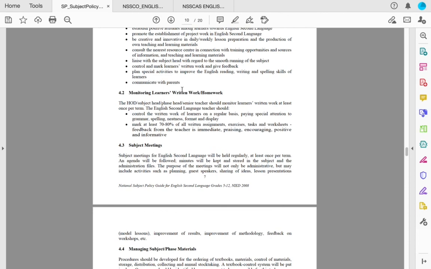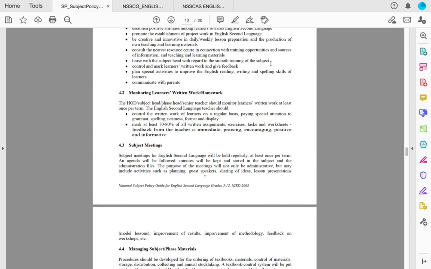If you're in the north, we have got different campuses around the country. You can use the libraries there to find resources to help you with preparation of your lesson. And then liaise with the subject head in regard with a smooth running of the subject.